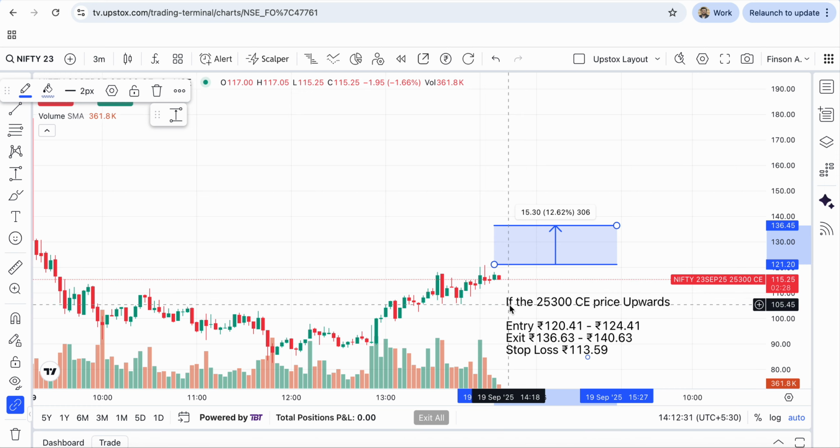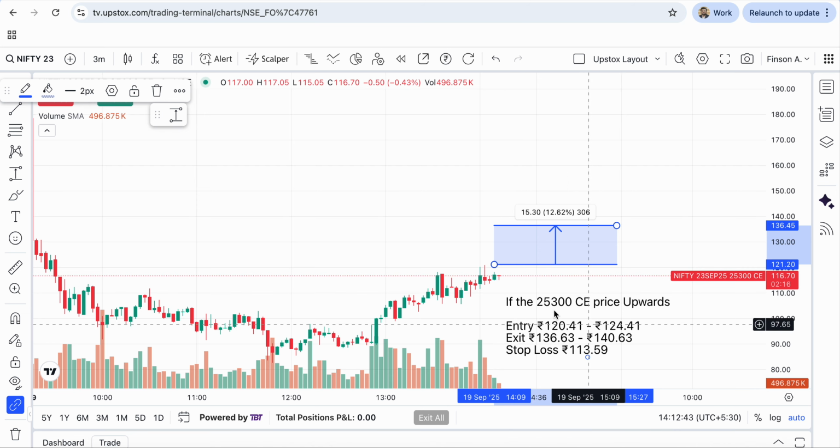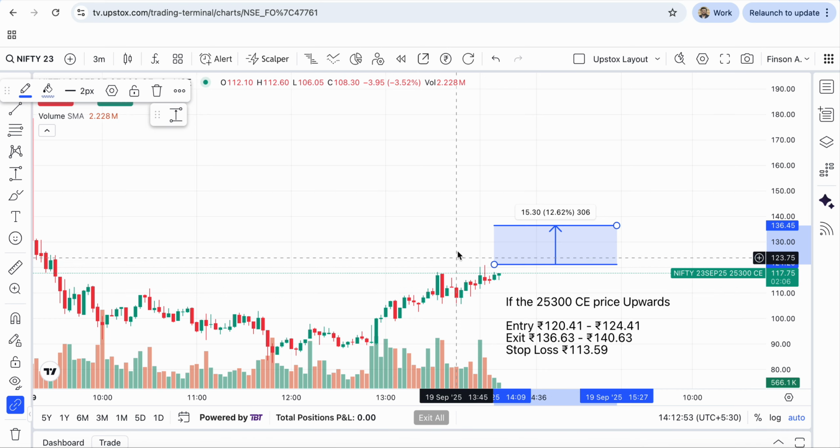Maybe it will go down. We can't execute the trade now. We wait for the strike price to come in between 120 to 124. Then we also need to check whether it sustains or not. How to check whether it sustains or not?